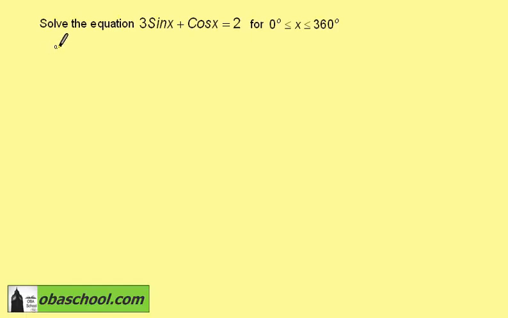We want to solve the equation 3 sin x plus cos x equals 2 for values of x between 0 degrees and 360 degrees. We know that 3 sin x plus cos x can be written as root 10 times the sine of x plus 18.4 degrees. So this is equal to 2.